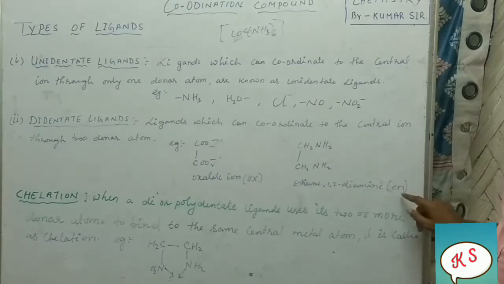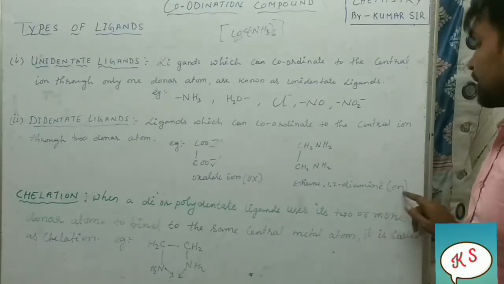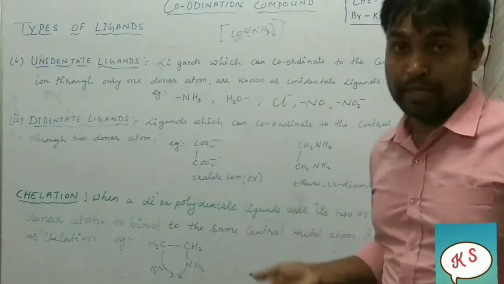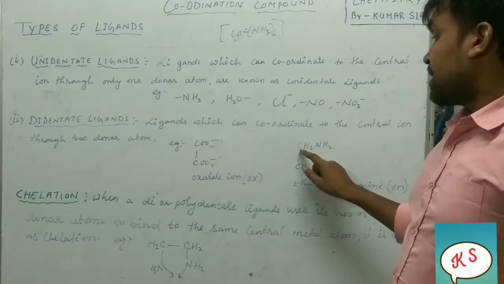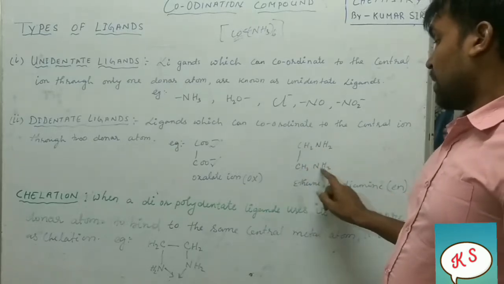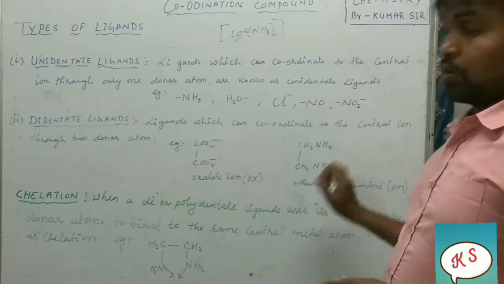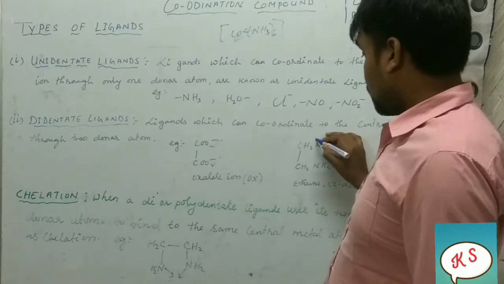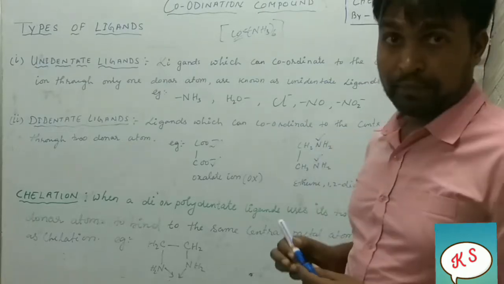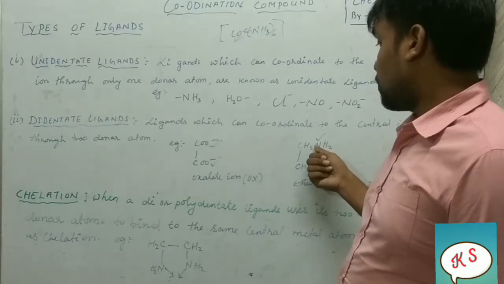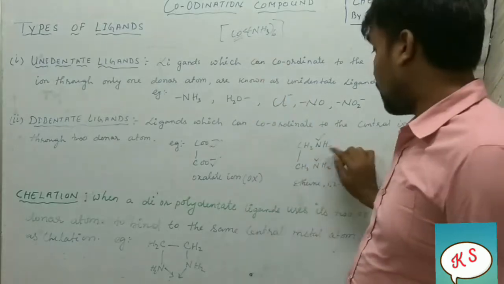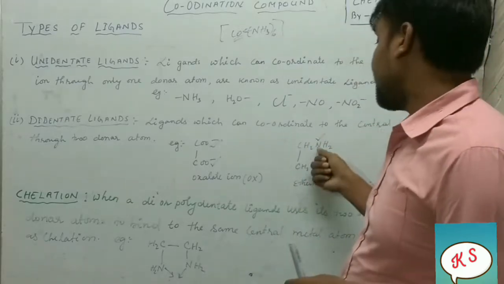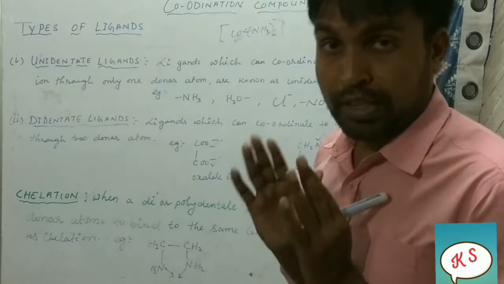Okay, this one you remember, a very common example. It is represented as En, also called ethylene diamine. Here you can see CH2NH2, CH2NH2. When it forms a coordinate bond with the central metal atom, remember the bond will be formed through this N and through this N. They will form only through this and this. So there are two positions, or not? Here also you can see there are two positions through which a coordinate bond can be formed.